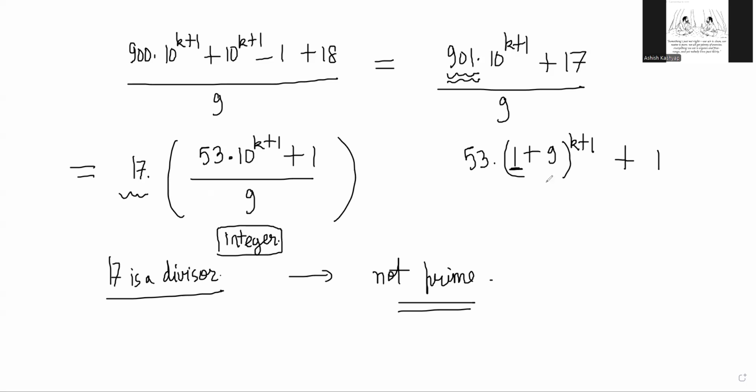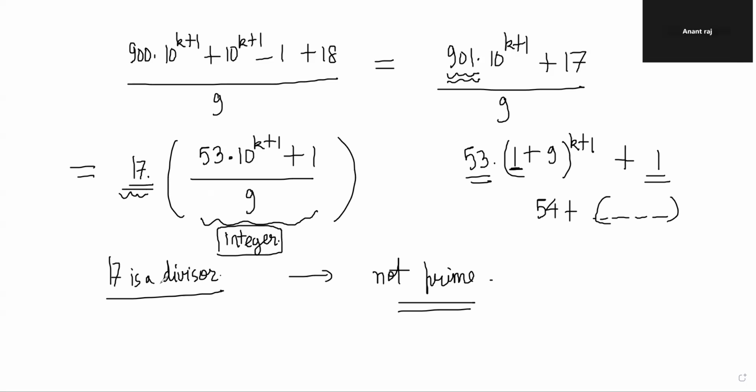Other terms are divisible by 9. Yes, sir. So 53 constant will come and plus 1 will be there, so that will also be divisible. 54 plus stuff which is divisible by 9. So that proves that this thing inside is an integer. That means it's a product of two integers, which means it can't be prime. It has to be composite.